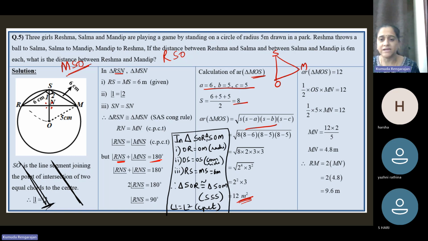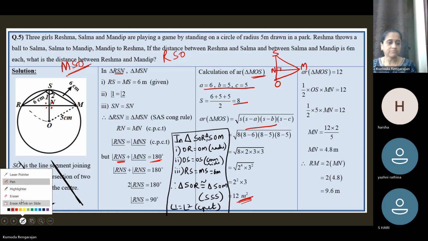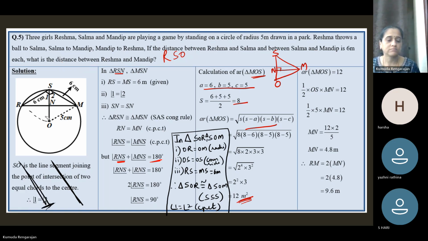Can you see MN is the altitude? Can you see this figure? See, this is the triangle whose area we have found, 12 meters square. And this is the altitude. MSO is the triangle and MN is the altitude, correct? So we found the area of the triangle is 12 meters square.